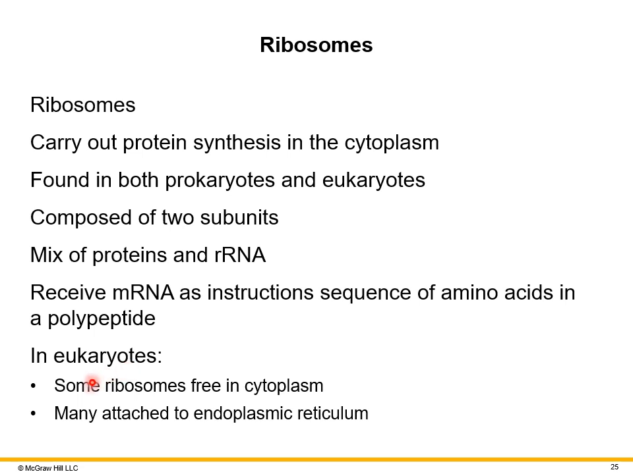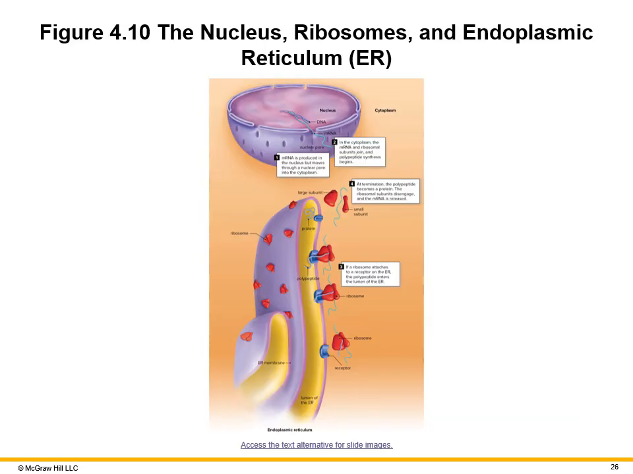In eukaryotes, the ribosomes are located either in the cytoplasm or they're attached to the endoplasmic reticulum, more specifically, the rough endoplasmic reticulum. The ribosomes in the cytoplasm are called free ribosomes, and the ribosomes on the endoplasmic reticulum are attached ribosomes. So here we see the nucleus, and also we see the rough endoplasmic reticulum right here, along with the ribosomes in red.